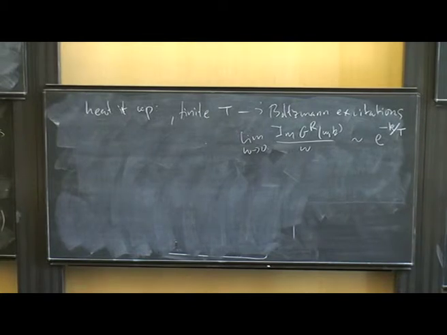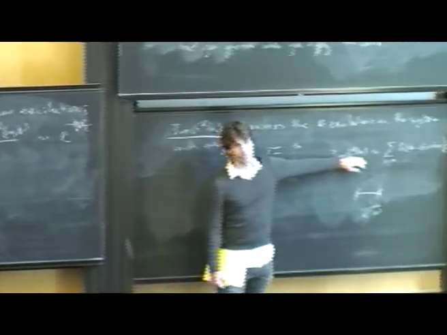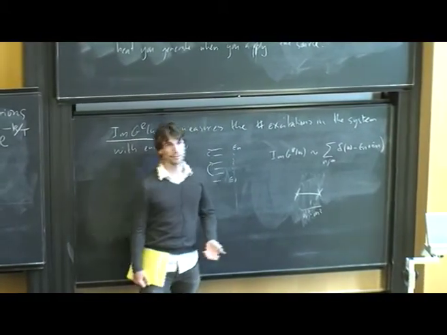What I'm trying to illustrate at the moment is that this imaginary part of the retarded Green's function is a very nice quantity. When you calculate it, you immediately get a picture of what's happening.